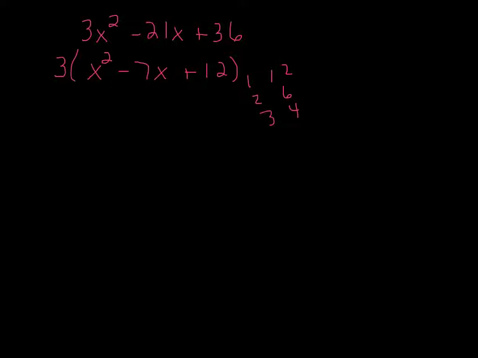The only way you can get a positive when you multiply and a negative when you add is when they're both negatives. So which ones add up together to be negative 7? That's going to be negative 3 and negative 4. So let's put them in. 3, and then we have x in our first term in both of them. And then we have negative 3 and negative 4. Okay, that made it pretty simple. That was a good easy start.